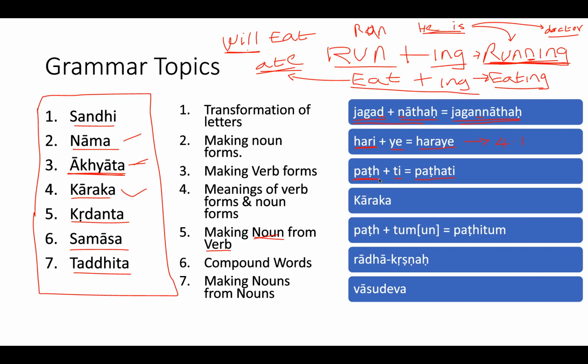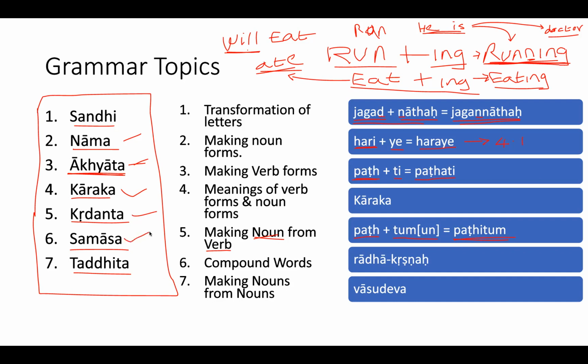For example, the same root verb we have seen is pat. Here you add another suffix called tumun, pathitum, to study. For example, pathitum icchami, I desire to study. So pathitva, after studying, or pathan, while studying, right? So these are the different noun forms. This is actually a noun which you can make out of a verb. So that is the Kridanta.